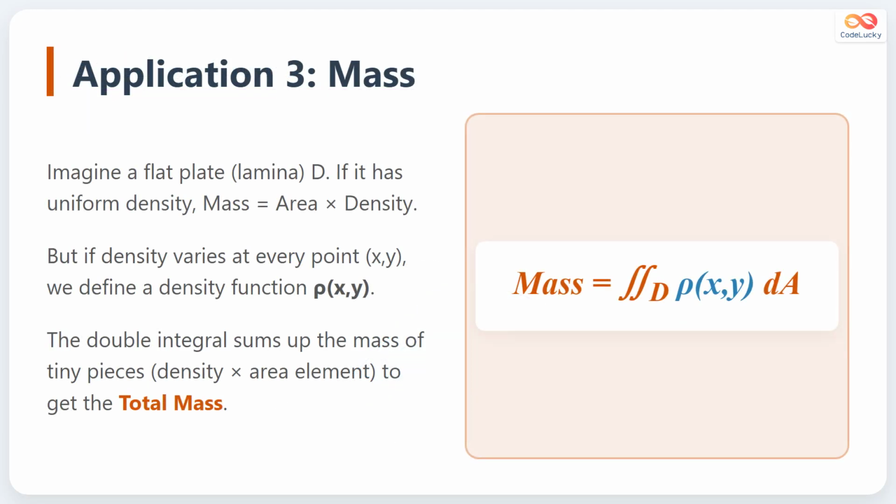Our third application is mass. Real-world objects, like a flat plate or lamina, do not always have the same density everywhere. By integrating a variable density function ρ, we can find the total mass.